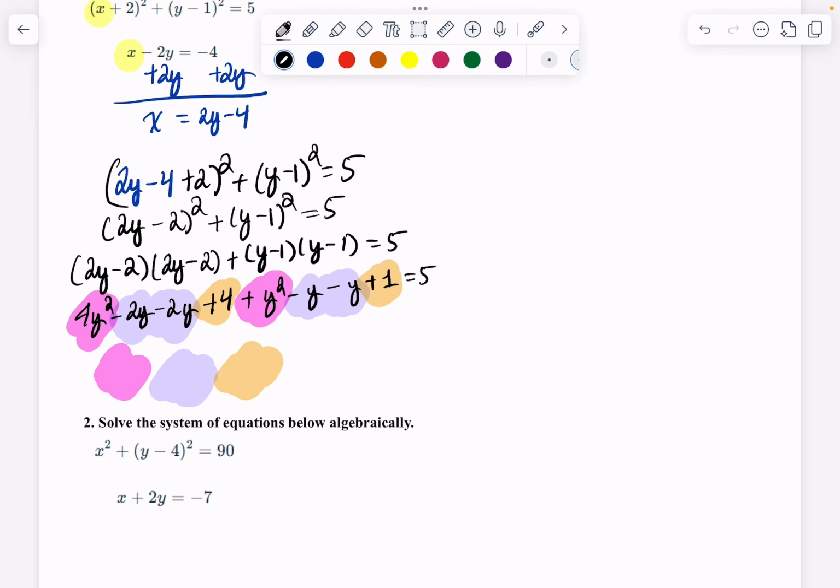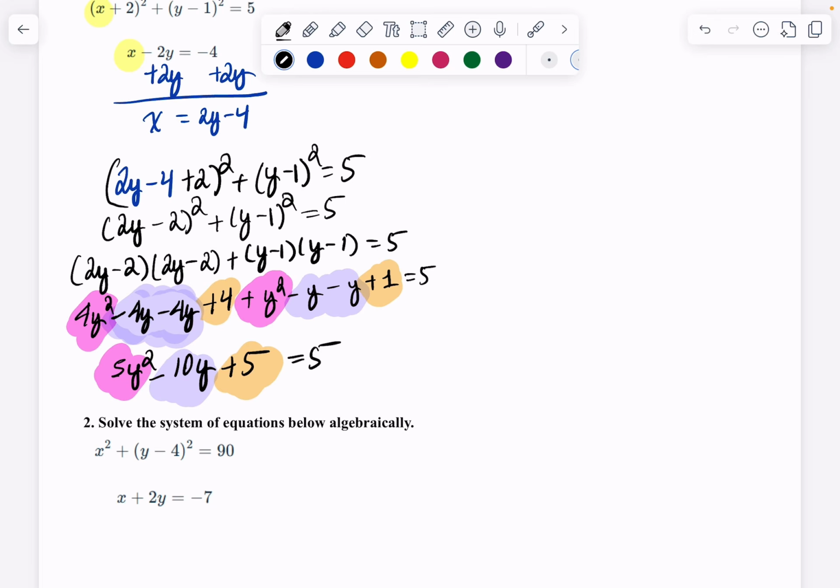Let's write them out. 4 plus 1 y squared is 5y squared. Then we have negative 4, negative 5. I made a mistake again. Oh, there it is. Negative 2 times negative 2 should be a 4. These should be minus 4y, minus 4y. I was rushing. Okay, then we end up having a negative 10y, and then plus 5 is equal to 5.